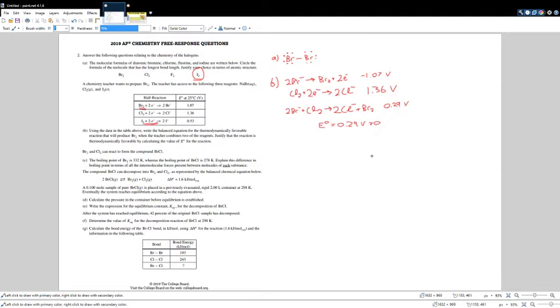And part C says the boiling point of Br2 is 332 Kelvin, whereas the boiling point of BrCl is 278 Kelvin. Explain this difference in boiling point in terms of all the intermolecular forces present between molecules of each substance. So there's nothing special about Br2. There's just London dispersion forces. There's no dipole to dipole because it's not polar, it's a symmetric molecule, as you can see from the diagram in part A that I drew.